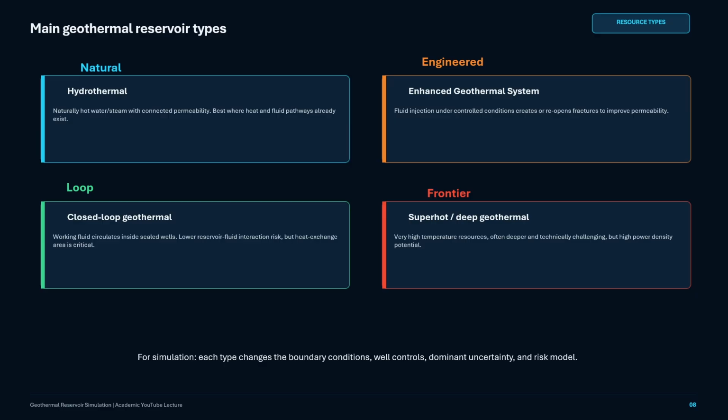For a hydrothermal reservoir, we focus on existing flow paths. For EGS, we must also model stimulation, fracture connectivity, and induced seismicity risk.